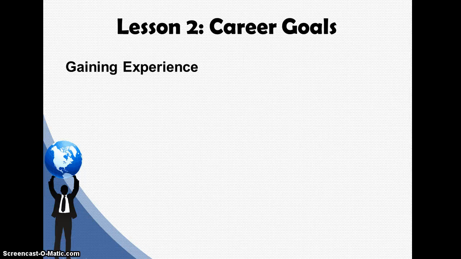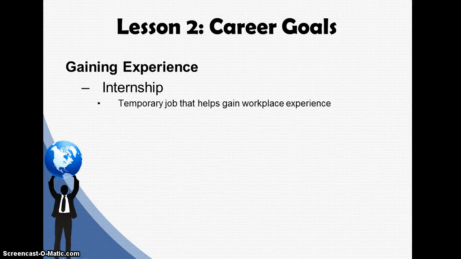Then when you're thinking about job searching, you definitely should have some experience under your belt. This will definitely get you ahead of the game when you're job hunting. Internship is a great way to get experience. This is a temporary job that helps you gain work experience. Sometimes those are paid. A lot of times you can do these in high school or college. And you're pretty low on the totem pole as an intern at an office, but it's great experience and just kind of getting your foot in the door and starting your networking.